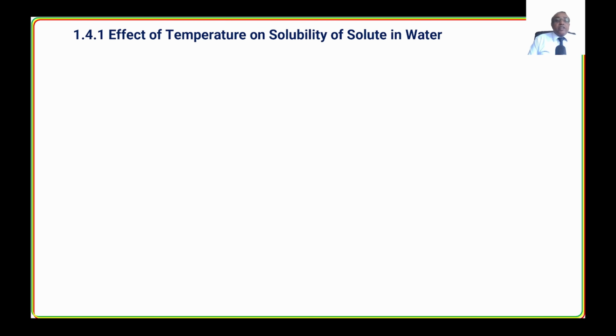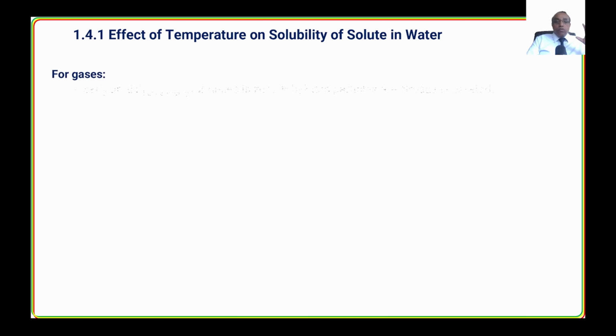Now let's see the effect of temperature on the solubility of solids in water. In this case we know that water is a universal solvent. You can use other solvents, but in this particular case we are going to use water as a solvent. So what is the effect of temperature on the solubility of solids in water? We need to divide our solids into two. One, gaseous solids. You may have gaseous solids.